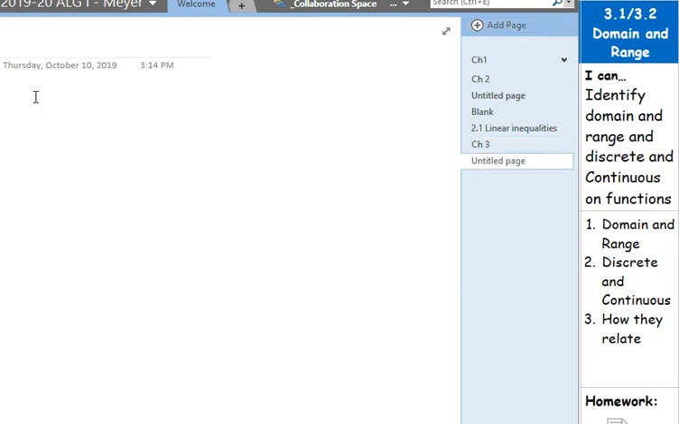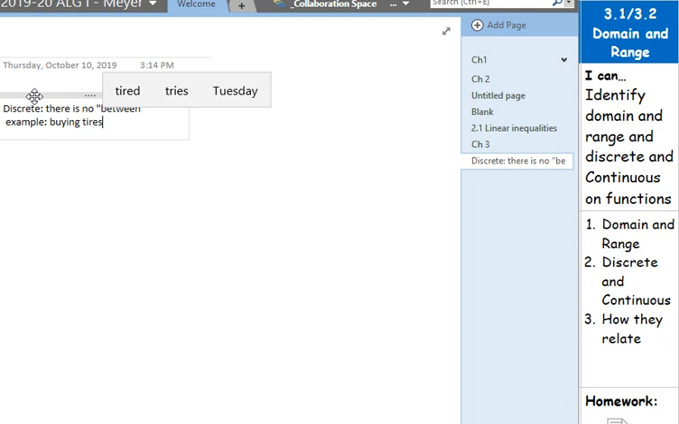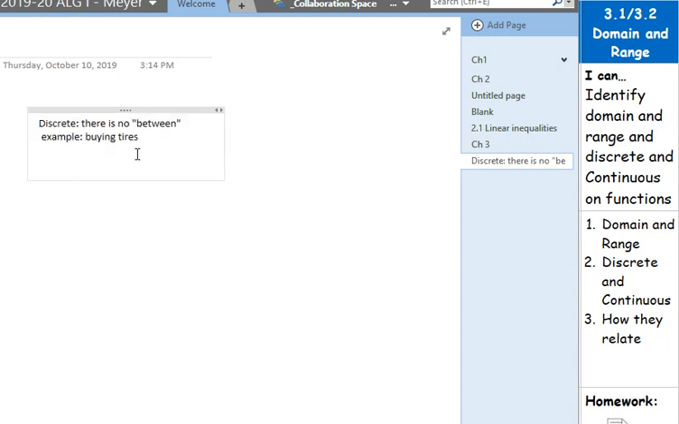Okay, so discrete. Discrete things tell me that there's only one option. There's no in between. So for example, if you go to the store and buy tires, do you think they'd let you buy 3/4 of a tire? Do you think they'd be okay with that? They'd be like, oh, you only want 3/4 of one? Yeah, we can do that. No, I mean, I'm sorry, you have to buy the whole tire.